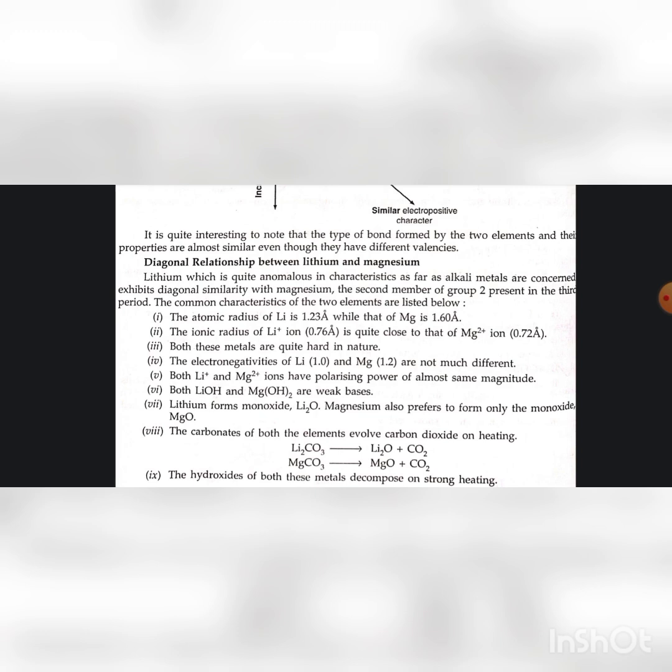Diagonal relationships between lithium and magnesium. Lithium, which is quite anomalous in characteristics as far as alkali metals are concerned, exhibits diagonal similarity with magnesium, the second member of group 2 present in the third period. The common characteristics of the two elements are listed below. The atomic radius of lithium is 1.23 Å, while that of magnesium is 1.60. The ionic radius of Li+ is 0.76, which is quite close to that of Mg2+, 0.72.